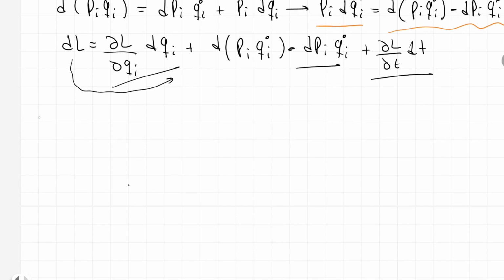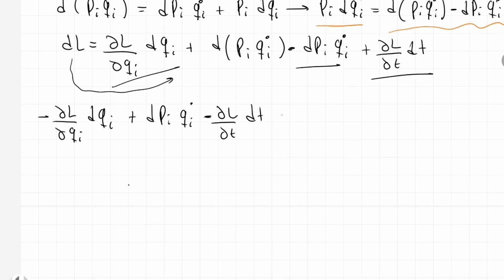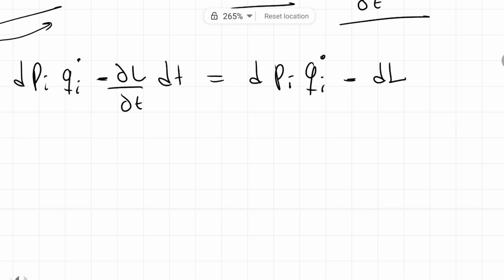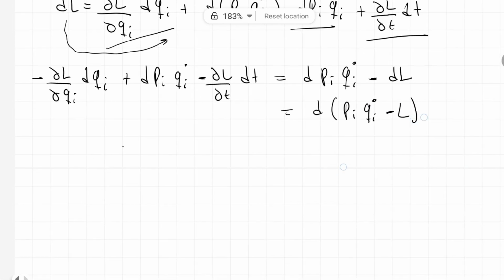So we are going to get minus the partial of L with respect to qi dqi plus dpi qi dot minus the partial of L with respect to time dt is going to be equal to d(pi qi dot) minus dL. And well, in this case, looking at that the operator d is linear, we can set this to be d of pi qi dot minus L. Okay, perfect.